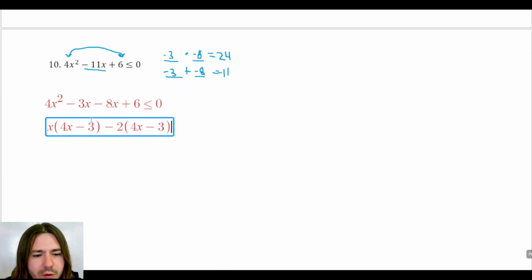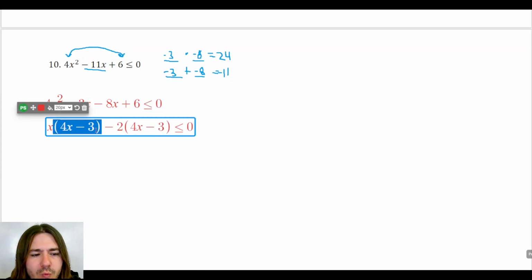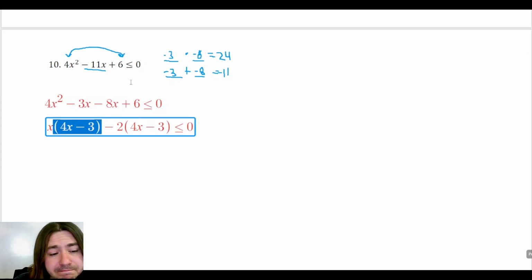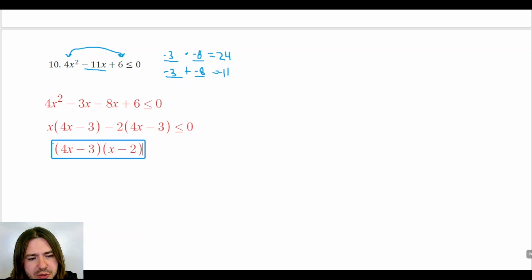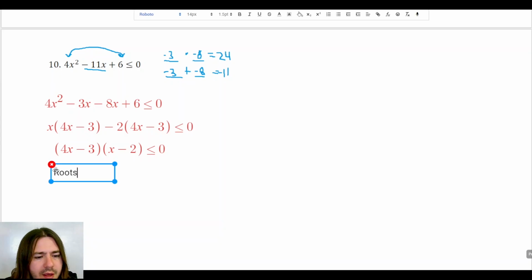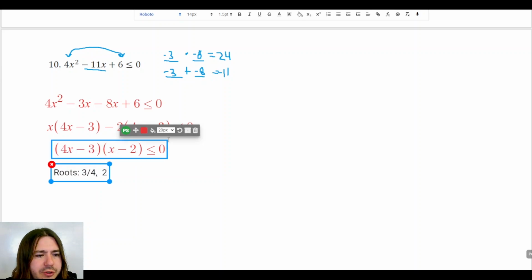Just like with the cubic that we factored by grouping earlier, you want to just double check that what is inside the parentheses is the same, which in this case they are, so we know we're doing it right. The 4x minus 3 is going to be one of our factors, and the combination of the GCFs, the x minus 2, is going to be the other factor. So once we have this totally factored out, we can declare our roots. For this first one, if I add 3 and divide by 4, that's going to be positive 3 over 4. And then for this one, it'll just be positive 2. So we get 2 roots here.